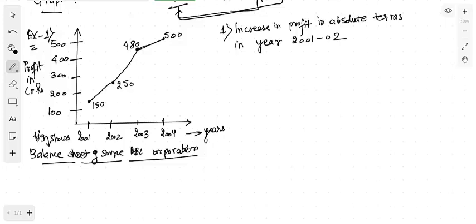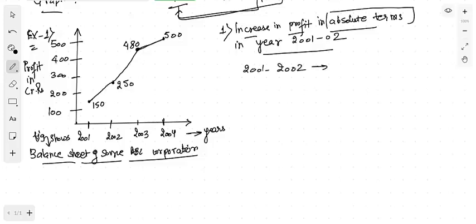The first question is the increase in profit in absolute terms from the year 2001 to 2002. So from 2001 to 2002, what will be the increase in profit? You have to give the answer in absolute terms. Absolute terms means the direct value, which is 250 minus 150, and this is equal to 100 CR. This is your answer for the first question.